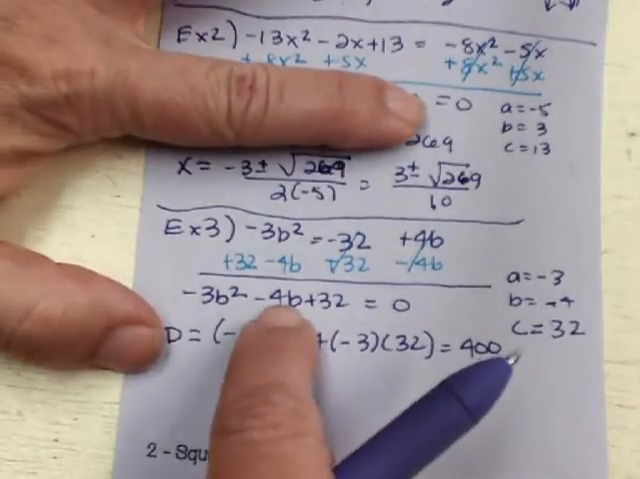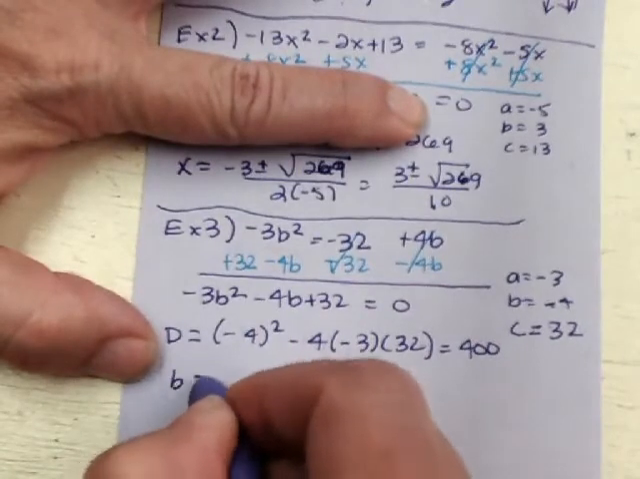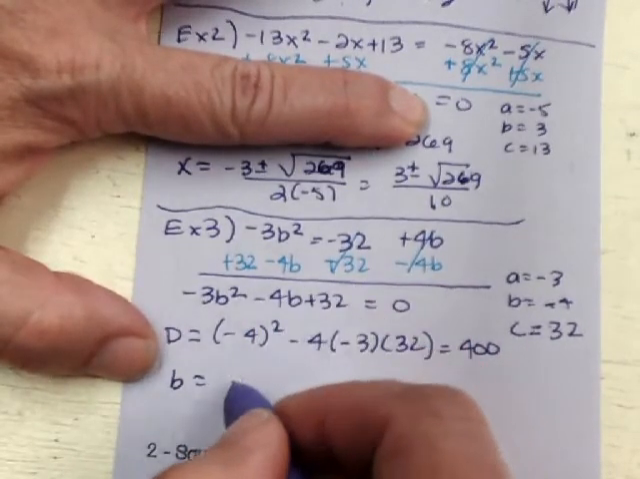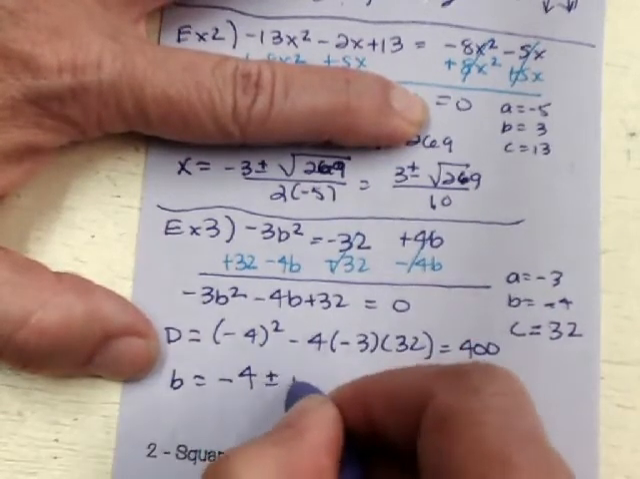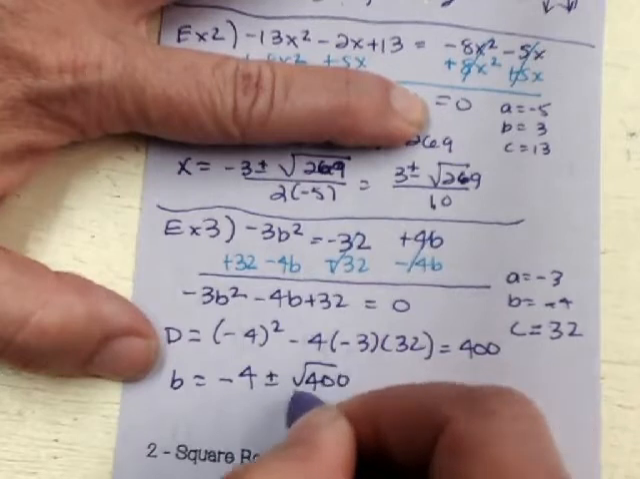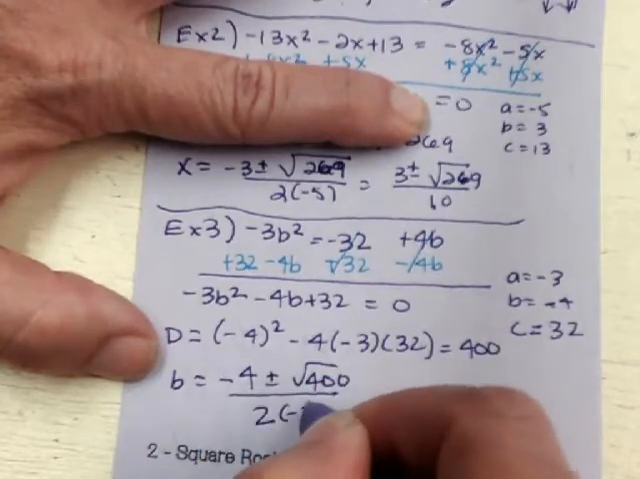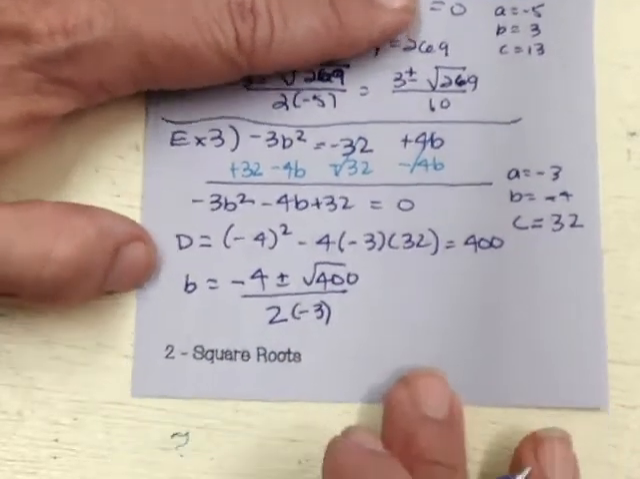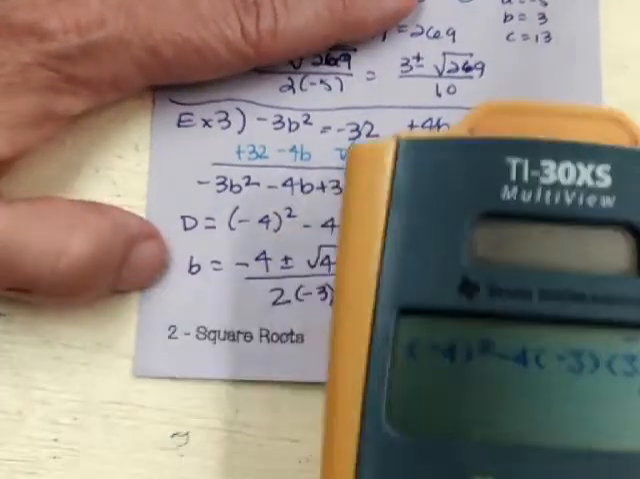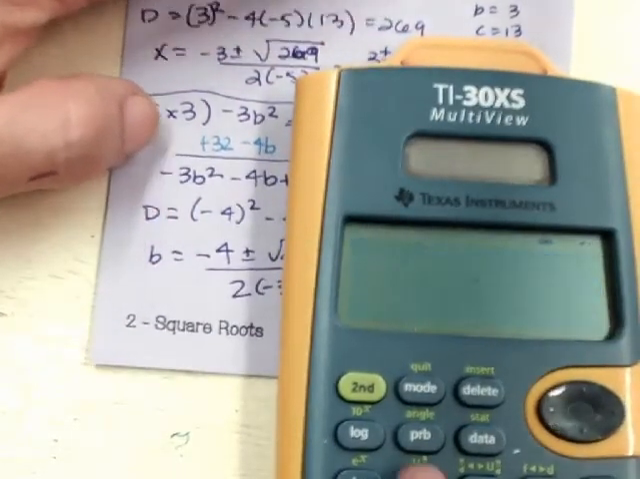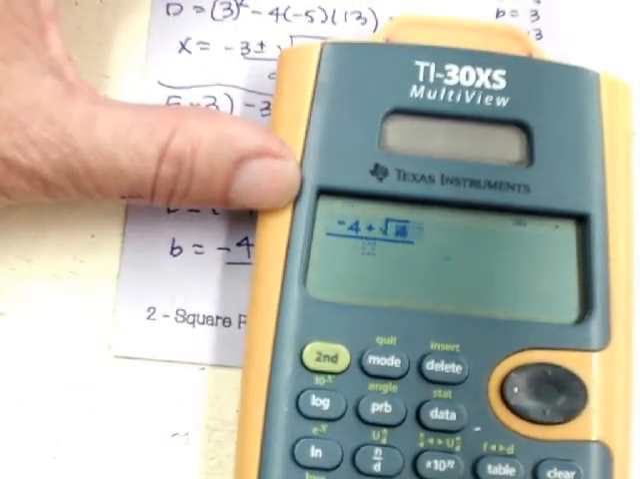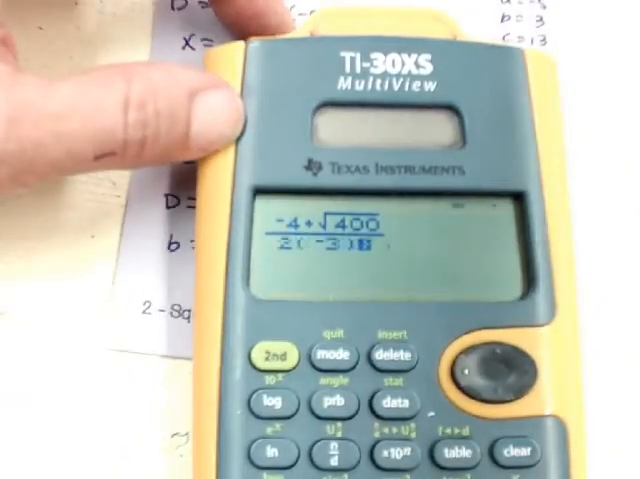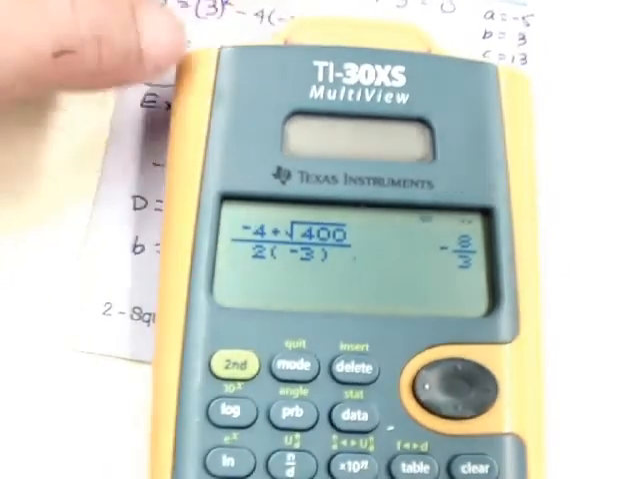So now let's find what our variable is equal to. It's the opposite of b. I wish I hadn't used b for a variable, but it's too late. The opposite of b plus or minus the square root of 400, that's my discriminant, over 2 times a. And you just type it into your calculator. So we have fraction, we're going to do negative 4 plus the square root of 400 over 2 times negative 3, and I got negative 8/3.